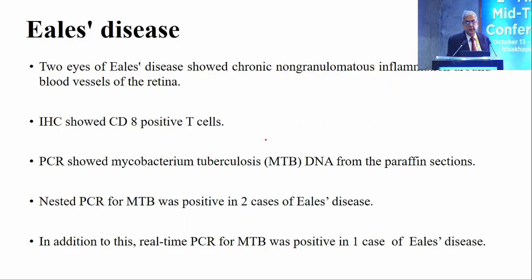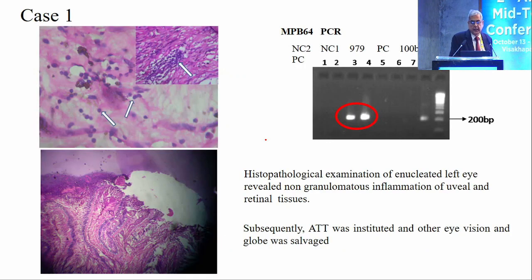In 2 eyes of each disease showed chronic non-granulomatous inflammation around the blood vessels of the retina. Immunohistochemistry showed CD8 positive T cells. There is a T suppressor cells. PCR showed Mycobacterium tuberculosis DNA from the paraffin section. And here you can see the MPB 64 was positive. IS6110 was negative. There is inflammatory cell infiltration in the retinal layers.